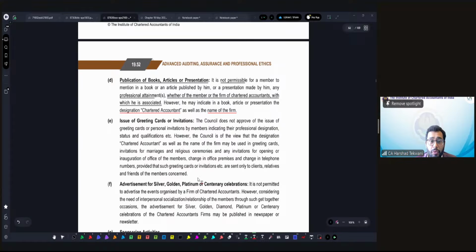Again, remember, whenever I say which things are permissible, you need to understand how they are represented. For example, the designation chartered accountant should not be in bold letters anywhere in your book. Like the first thing, chartered accountant in bold letters, very big. Name of the firm just like the title of the book. No, such things will not be permissible. Again, you need to look into the intent and the way it is given.